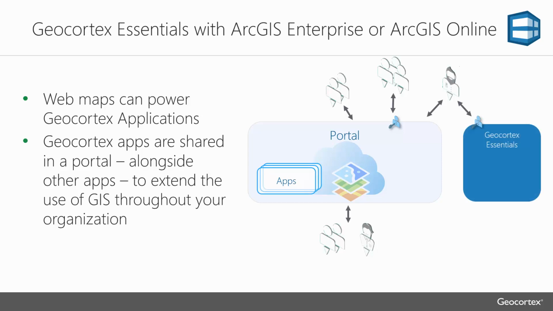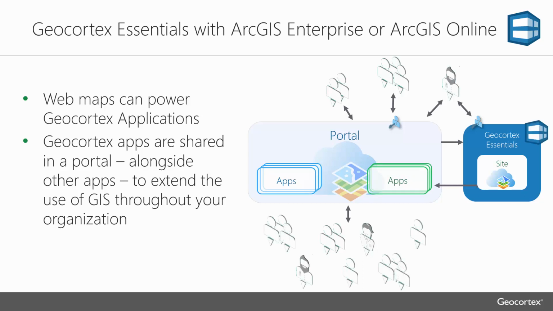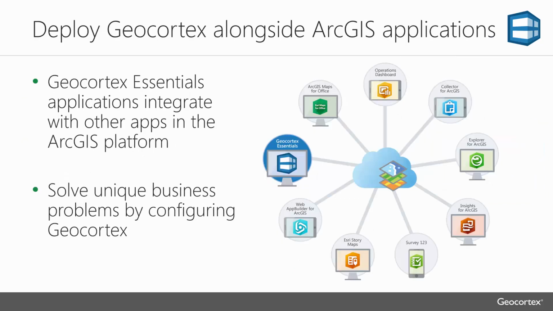When we add in Geocortex Essentials, users can sign in using their same ArcGIS Online or portal identity. Then when they author a site, the identity credentials are used to consume those same web maps. Those apps created in Geocortex Essentials can then be shared out through the organization, increasing the usage of GIS throughout the organization. The idea here is that you can use Geocortex Essentials applications alongside your other ArcGIS applications, each solving their own unique business need.